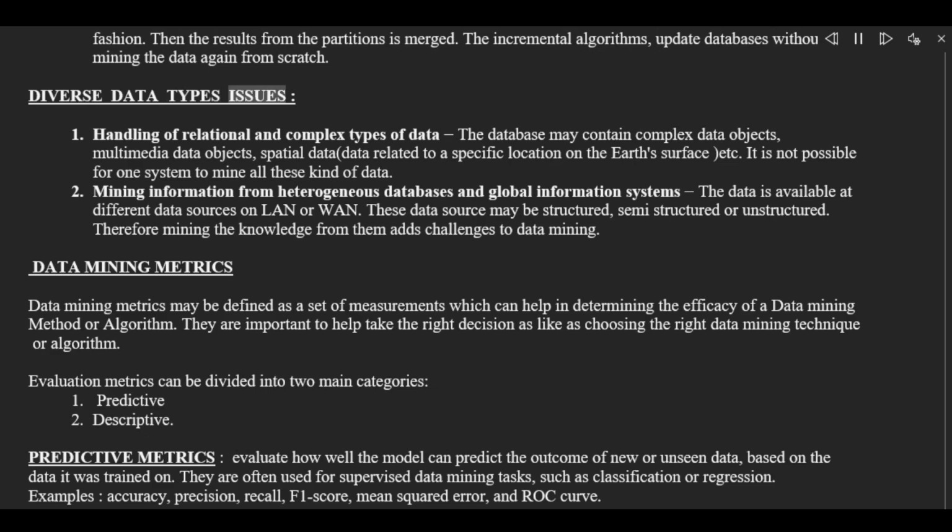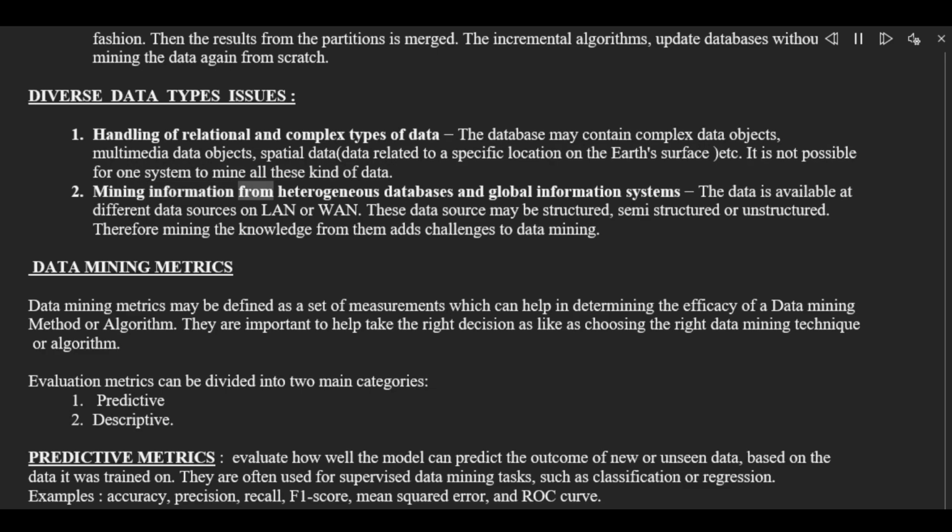Diverse data types issues. Handling of relational and complex types of data. The database may contain complex data objects, multimedia data objects, spatial data, data related to a specific location on the Earth's surface, etc. It is not possible for one system to mine all these kinds of data.